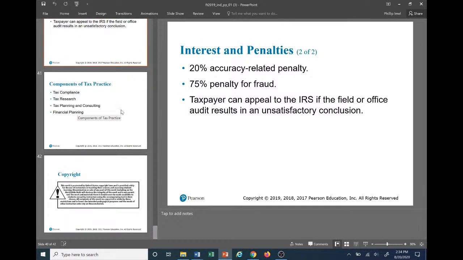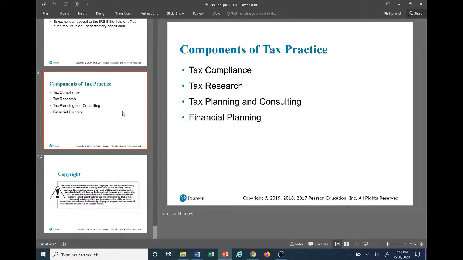Let's talk a little bit on the components of tax practice next. So tax compliance. Let's talk about tax compliance and procedures. That's going to be the preparation of tax returns, which is going to remain a major component of most tax practices. Some major firms have a separate department to deal with tax compliance. So that's pretty much what tax compliance and procedures is pertaining to.